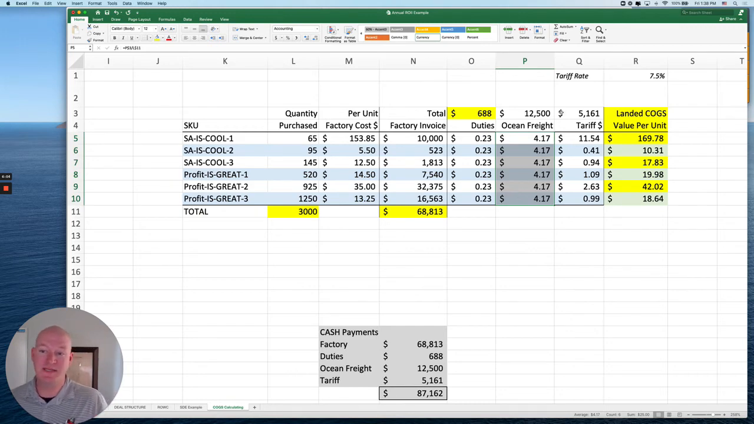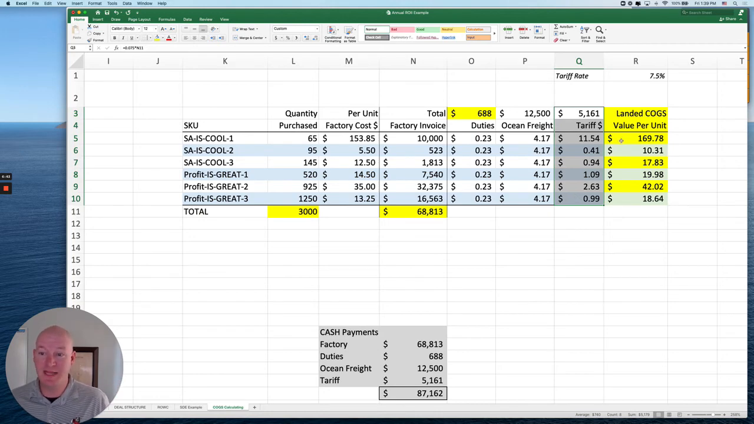But for the tariffs, I've done this differently. What if the tariff was a rate? What if for this category I always had a tariff of 7.5%, which is one of the potential category rates for a Chinese tariff? I could take the factory invoice or the factory cost per unit and just multiply it times 7.5%, right? So I know that for each of my products, I'm going to have a 7.5% tariff. And so you can load your expenses into your COGS either proportionately, which is what I did with these first two, or based on some already known percentage. That's what I did here.